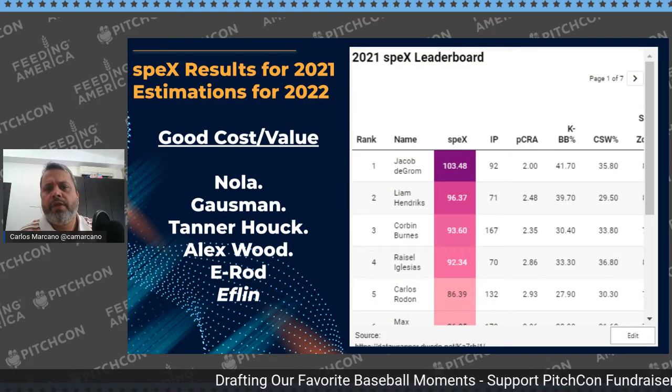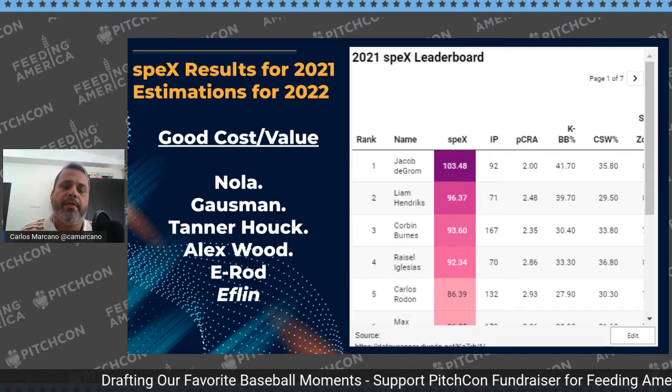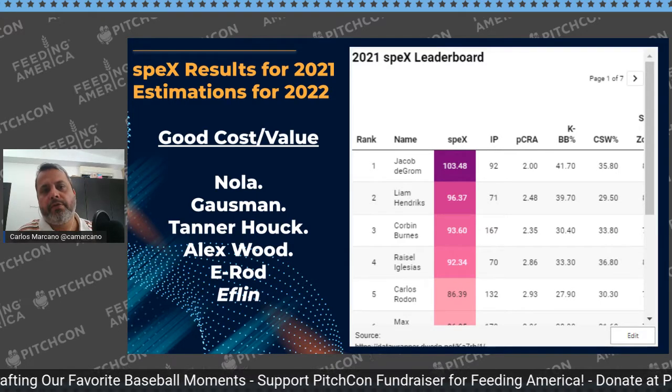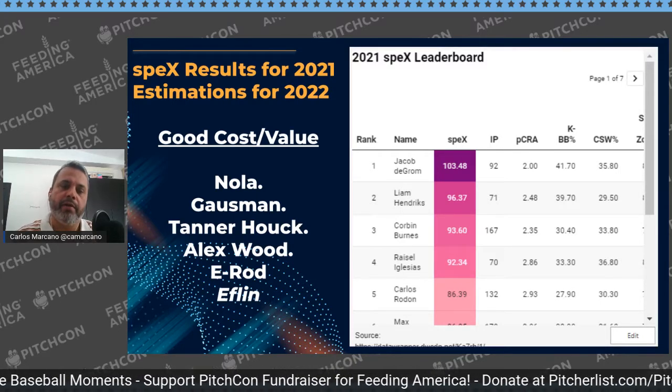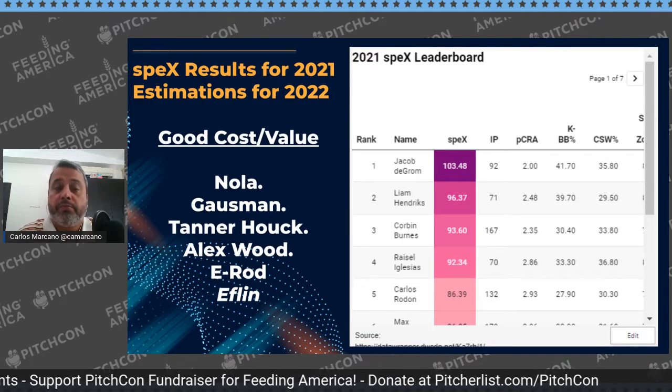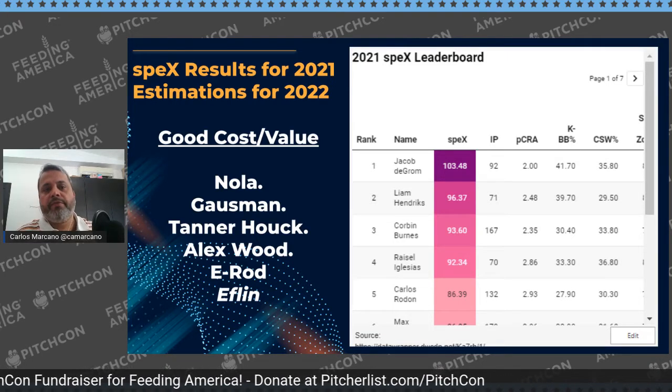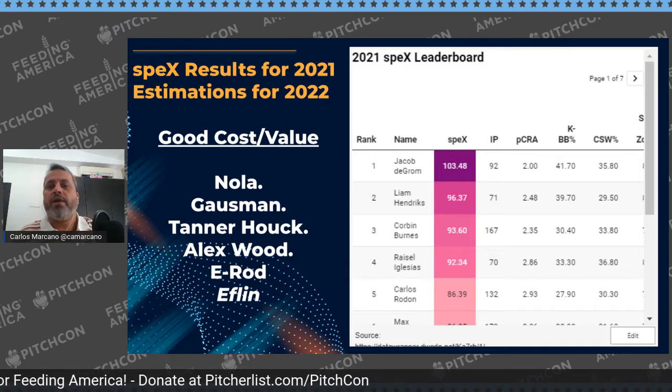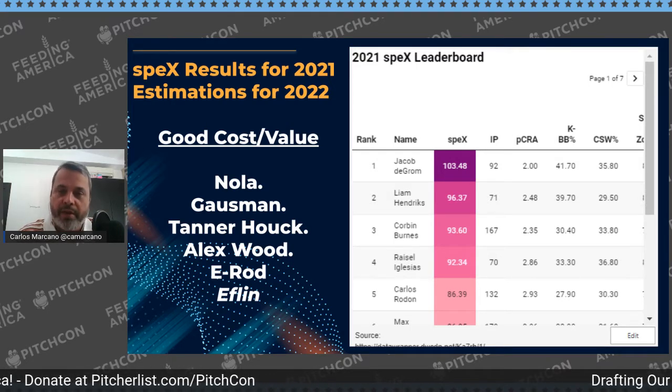So what's in the front view for the pitching panorama in 2022? Just from the start, there are a couple of guys like Nola, Gausman again, and Nola again.